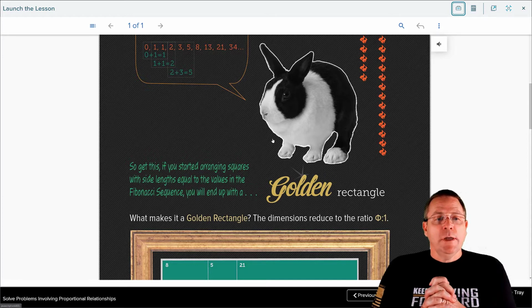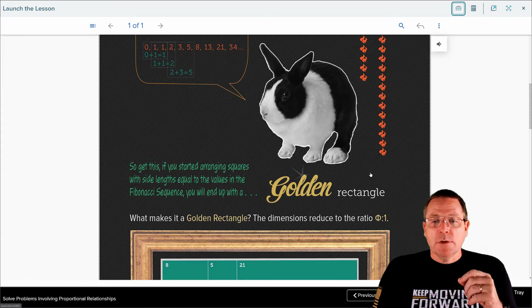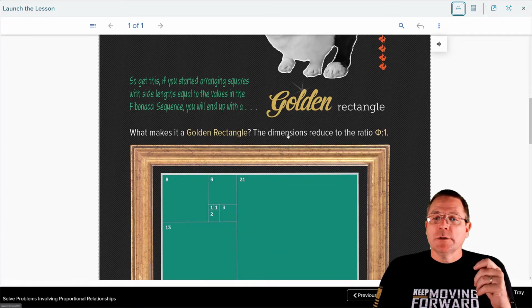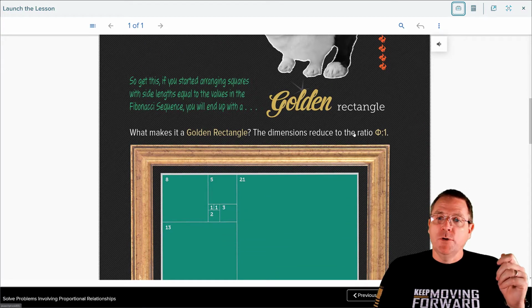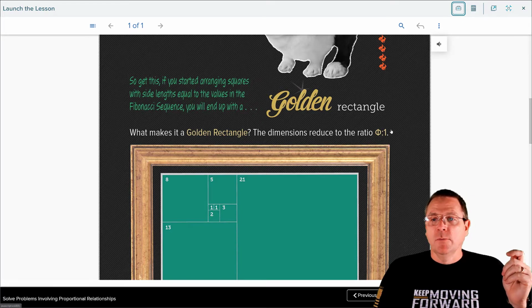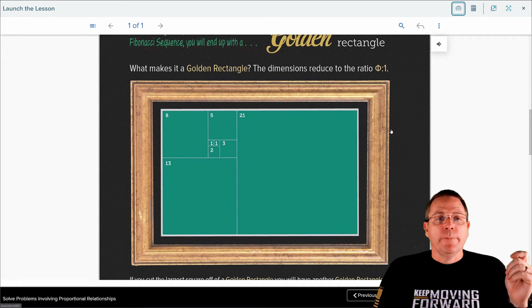So get this. If you started arranging squares with the side lengths equal to the values of the Fibonacci, you will end up with what's known as the golden rectangle. What makes a golden rectangle is the dimensions reduced to the ratio of phi to 1, the golden ratio to 1. So you can see they start off with 1 plus 1 is 2, 1 plus 2 is 3, 2 plus 3 is 5, 3 plus 5 is 8, 5 plus 8 is 13, and 8 plus 13 is 21.